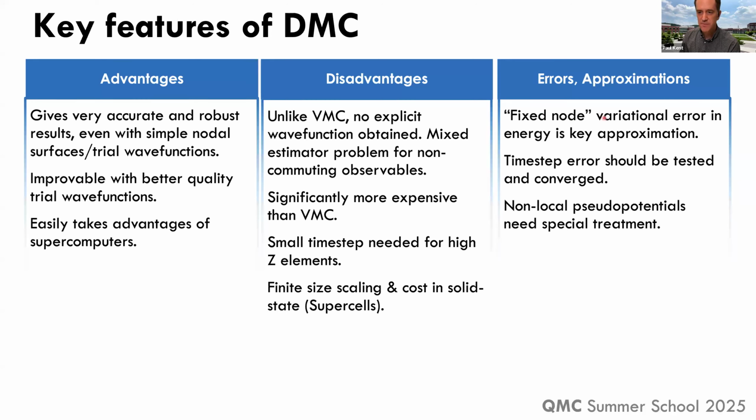In terms of errors and approximations, we should note the most important approximation or error is the fixed node error, which is variational in the energy. We also have to remember to test the time step. Otherwise, we'll have a bias coming in, and we either do extrapolation or just make the time step small enough that the relative errors in properties are well enough converged. And finally, as we'll be hearing, non-local pseudopotentials need some special treatment, and there are standard approaches for those that work very well, but we'll be hearing about those on Tuesday.